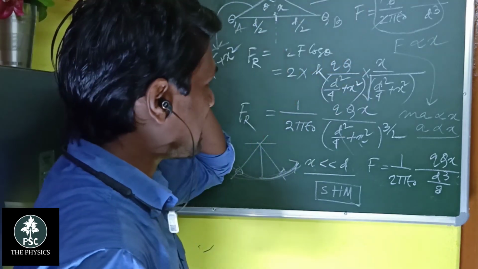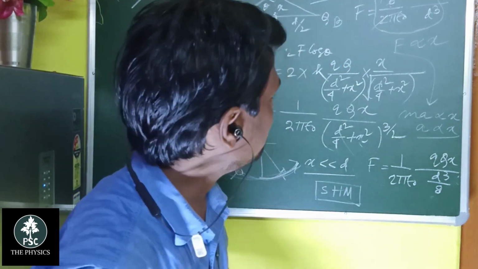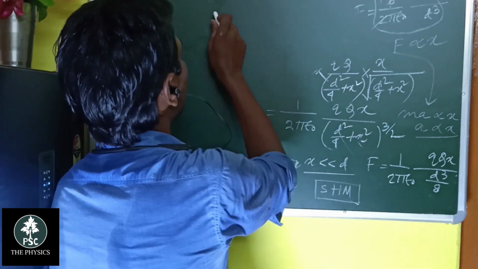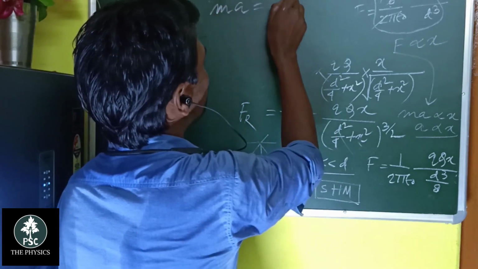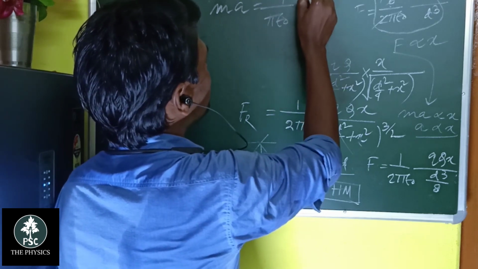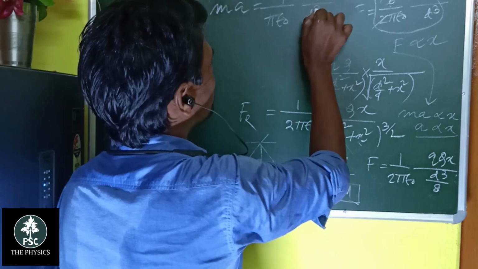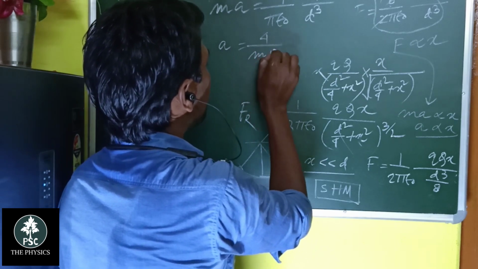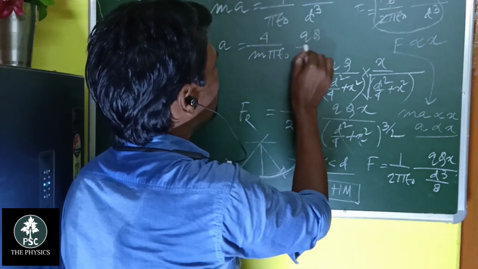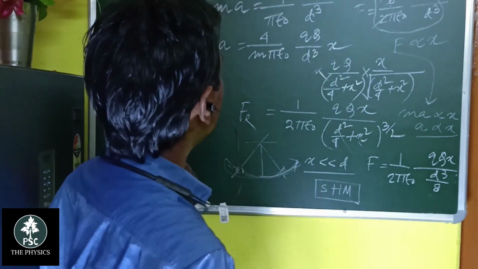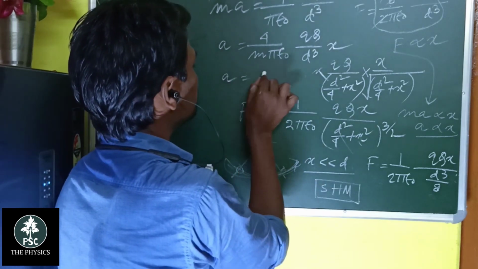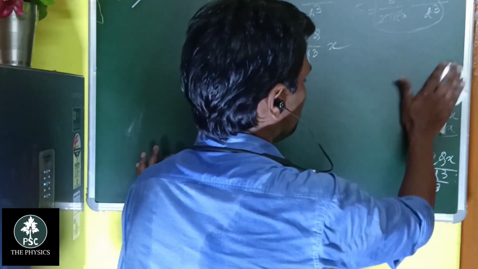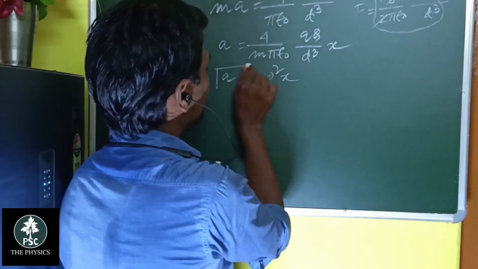So this is the force, and force is equal to mass into acceleration, and this is equal to 1 by 4 pi epsilon naught, q Q x by d cube. So acceleration is equal to 1 by m 4 pi epsilon naught, q Q by d cube into x. Students, we know that acceleration is omega square x from the concept of SHM, and this is always towards the mean position.